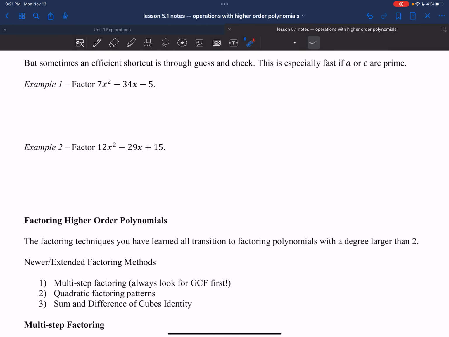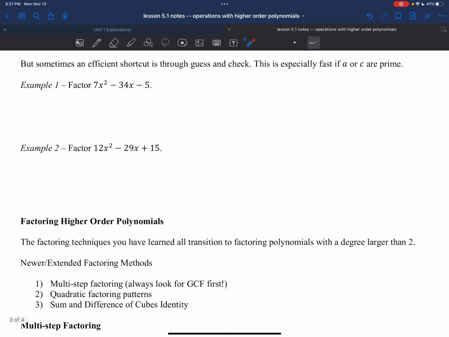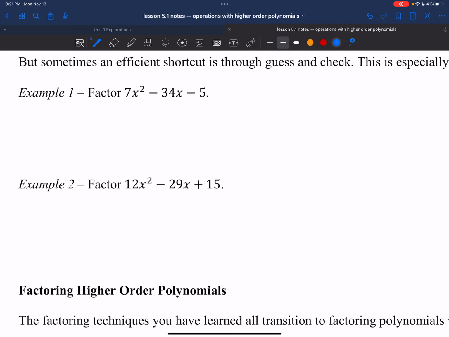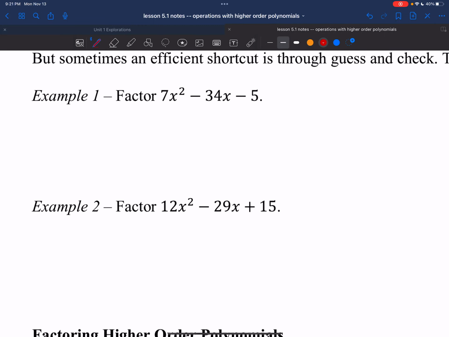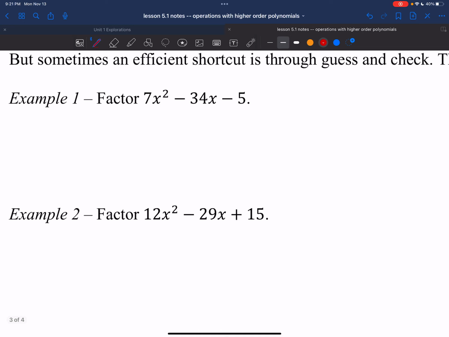You can use it. And then lastly, sometimes an effective shortcut is just called guessing and checking, which is how Mr. Spake does it. This is especially fast if a or c are prime. So if your first or last terms are prime, it's incredibly fast. Here's how guess and check works. It's mostly mental math, okay? So it does require you have some mental ability here. 7 is prime.